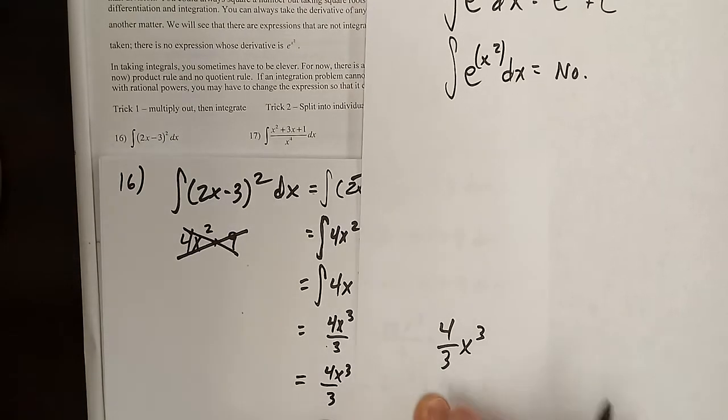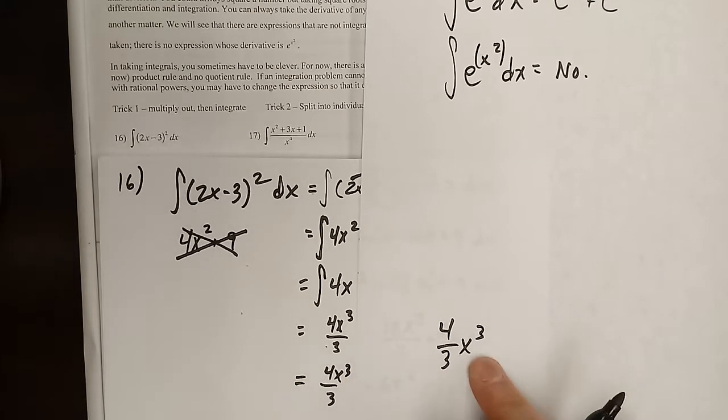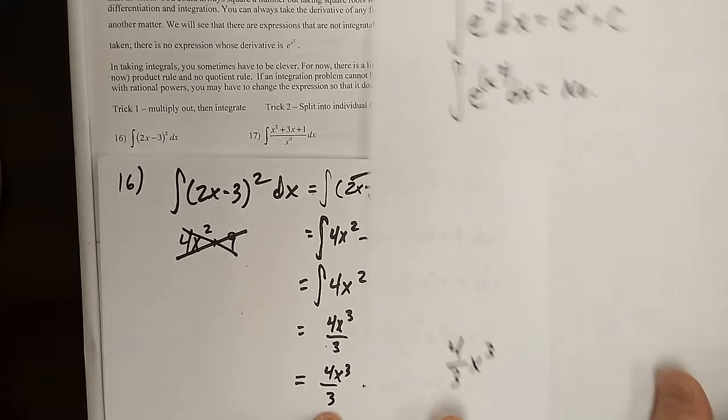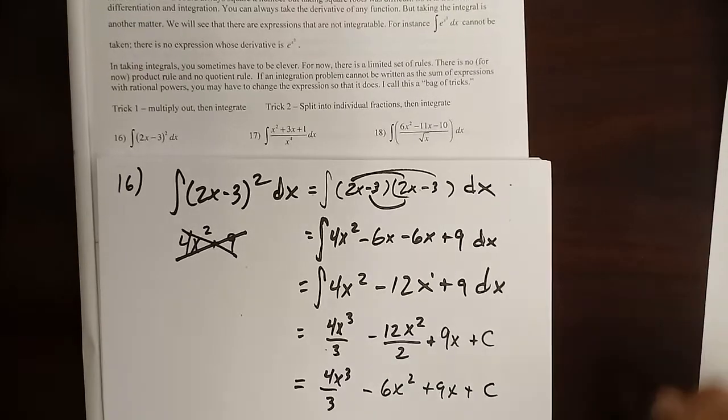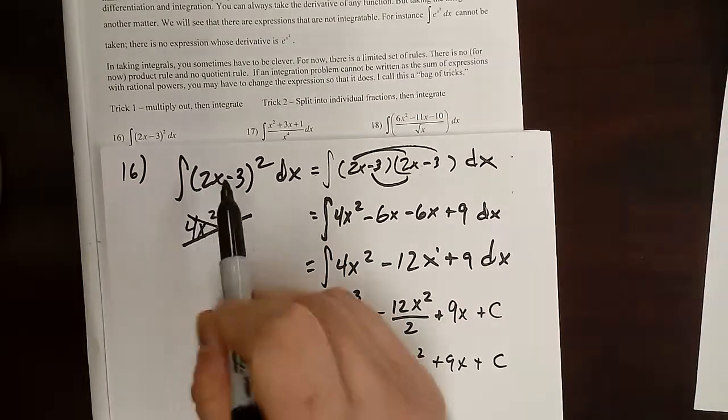So a lot of my students, and me included, especially when I was in high school, struggle with 4x cubed over 3, but 4/3 x cubed makes sense to me. So if you remember that these are synonyms, it helps. So I think there's one more thing to talk about with this.